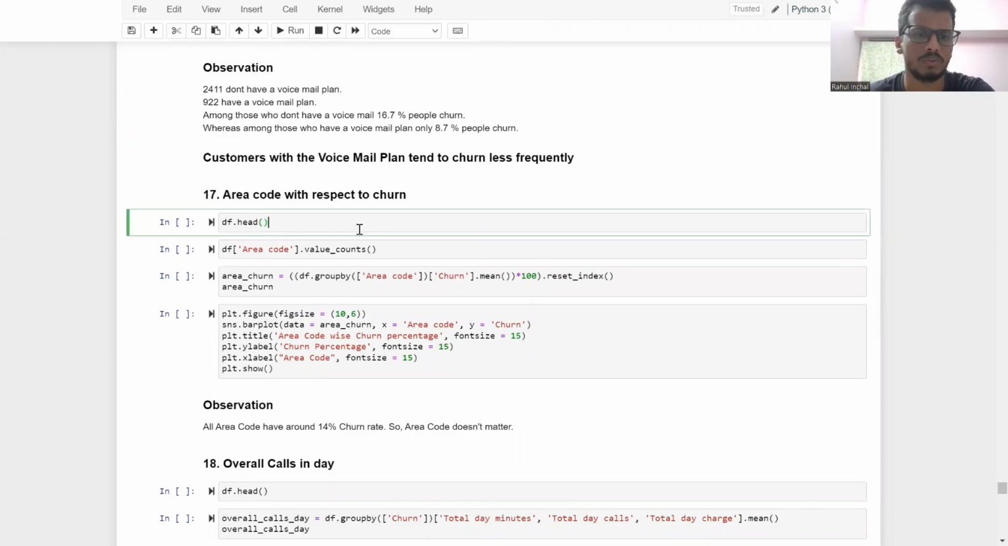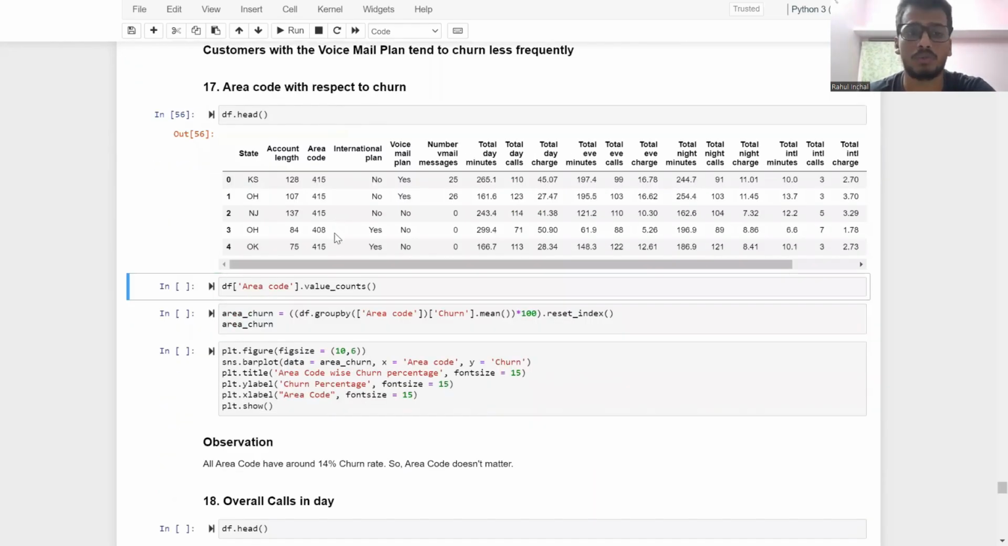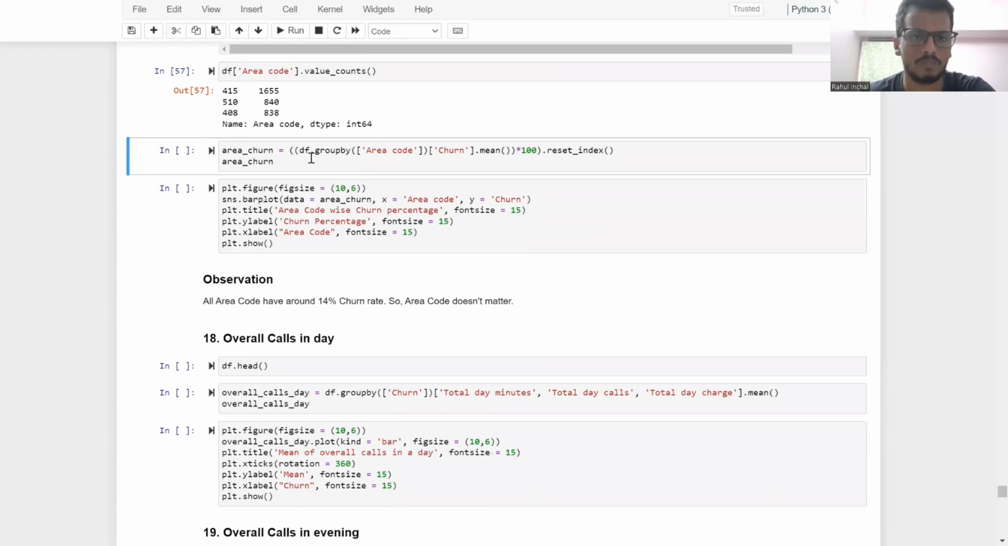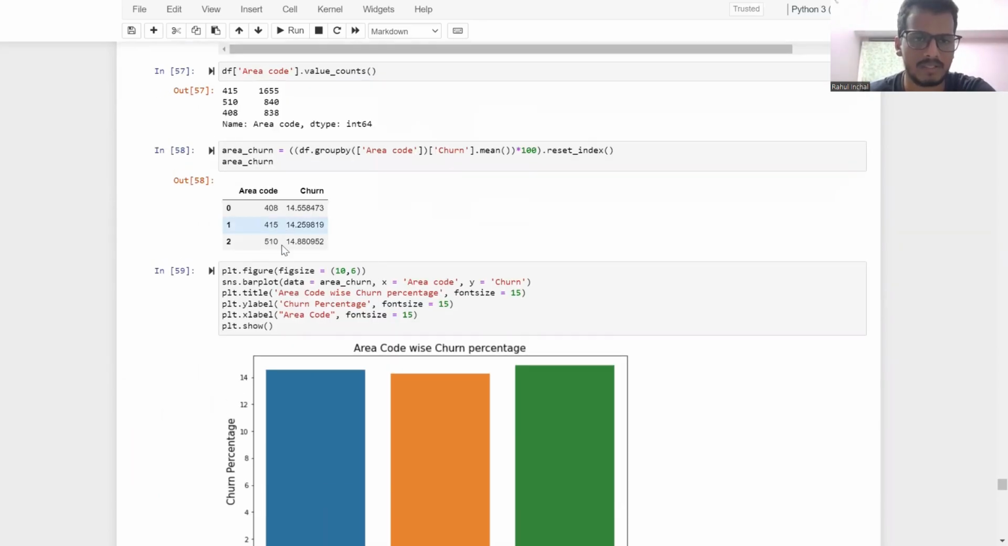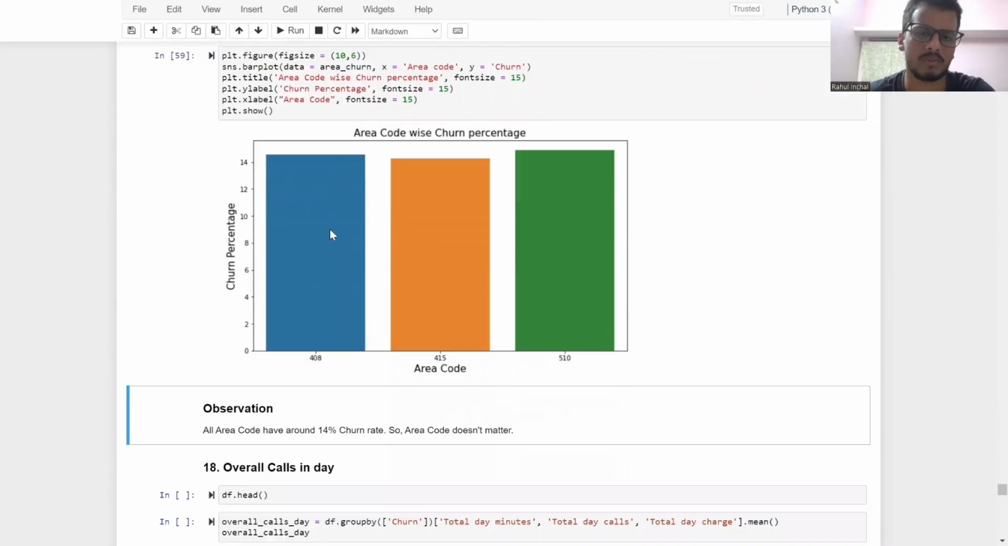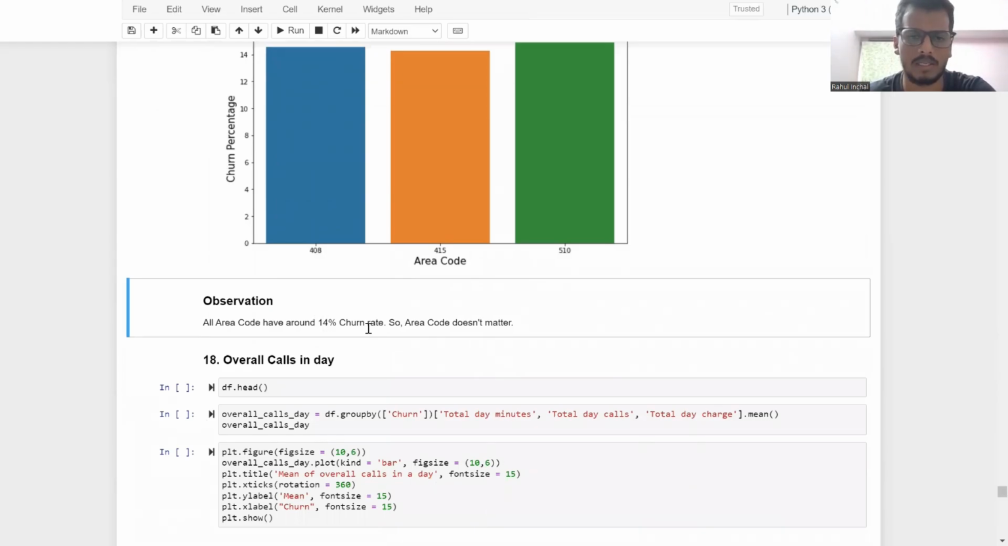Okay, next is area code with respect to churn. We have seen in the previous graphs, during the initial graphs, that area code 510 has the most churn compared to other areas. 408 is followed by 510, and 415 is the least. We can see it from the numbers as well, and I found the mean of that. They are almost the same in terms of mean, but again there has to be someone at the top and someone at the last.